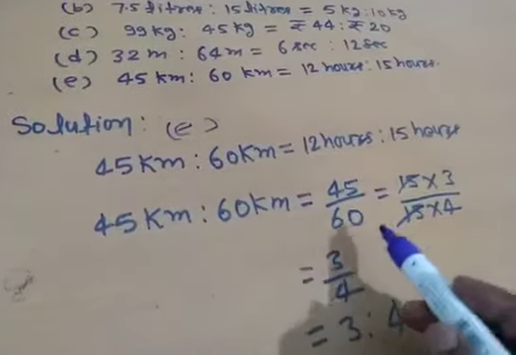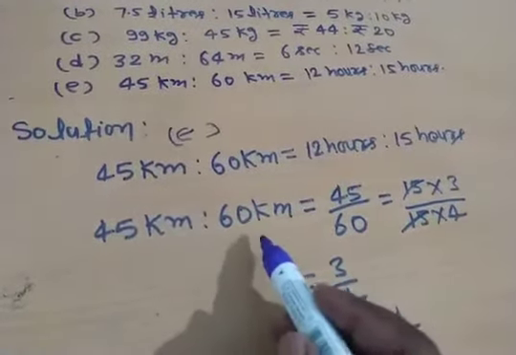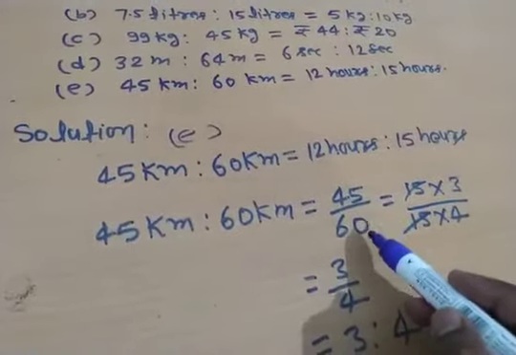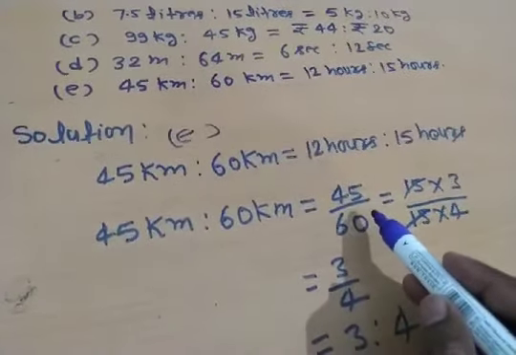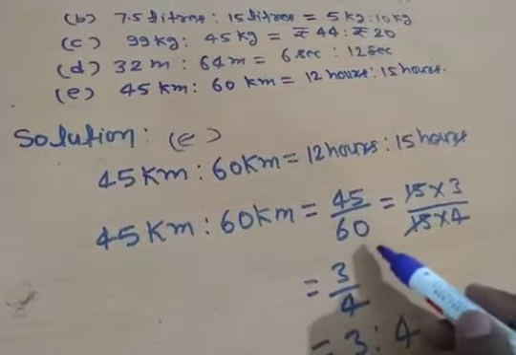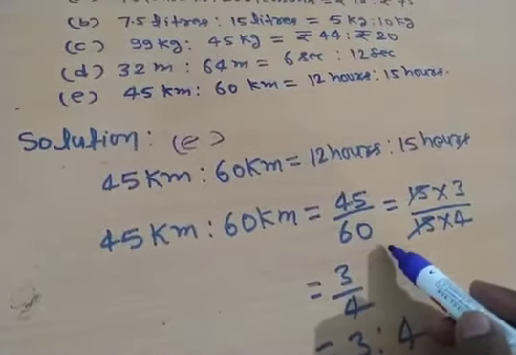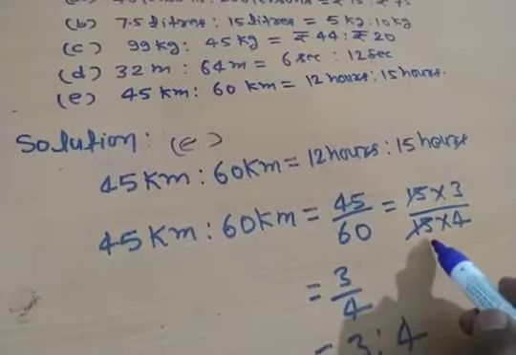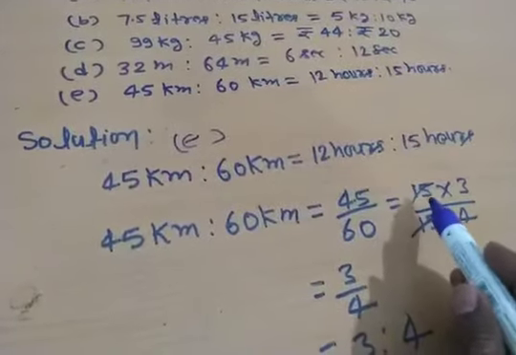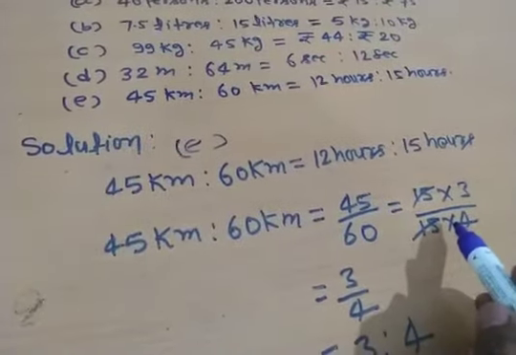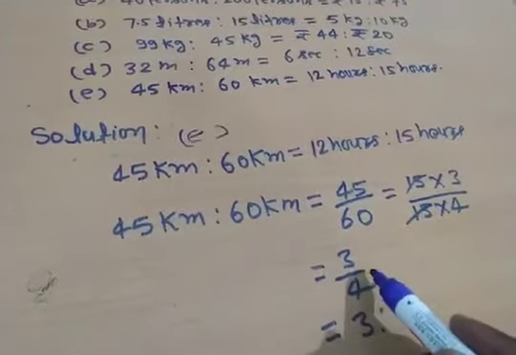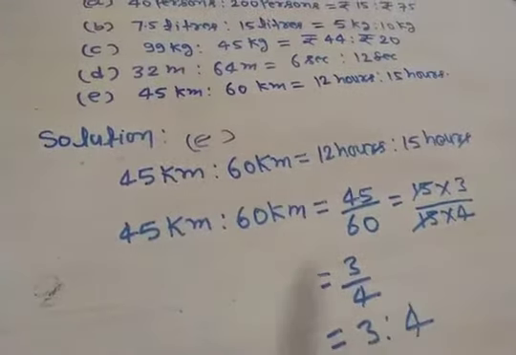Okay. 45 kilometer ratio 60 kilometer, so you can write it 45 by 60. And the 45 you can write as 15 into 3, 15 times 3 is 45, and the 60 you can write as 15 into 4, 15 times 4 is 60. So 15 is common here, so it will be cancelled. We obtain here 3 by 4. And you convert it into ratio, you obtain 3 ratio 4.